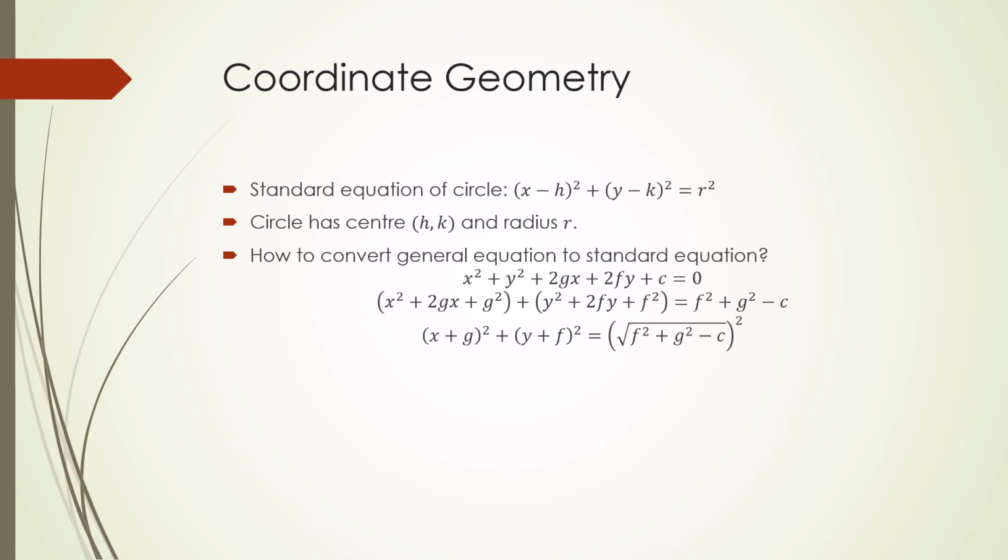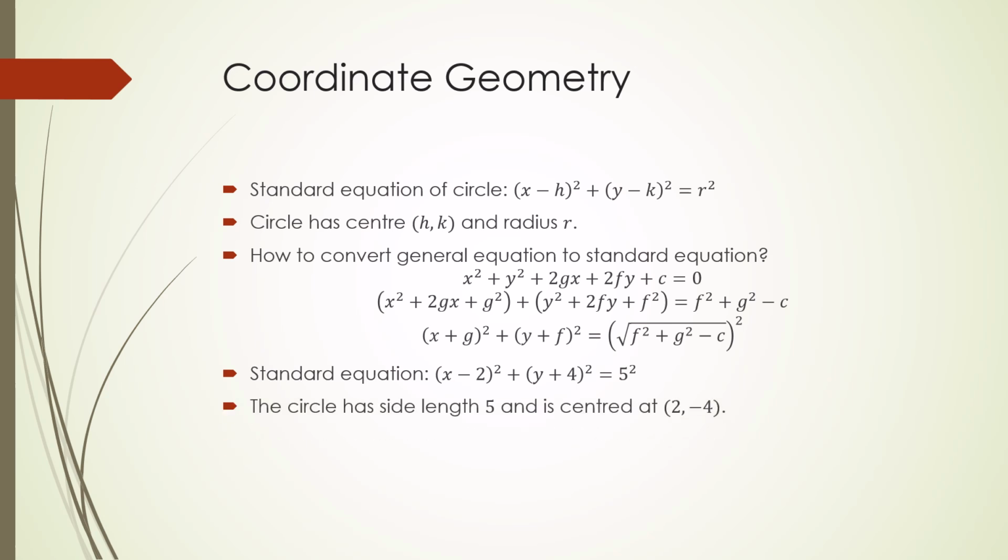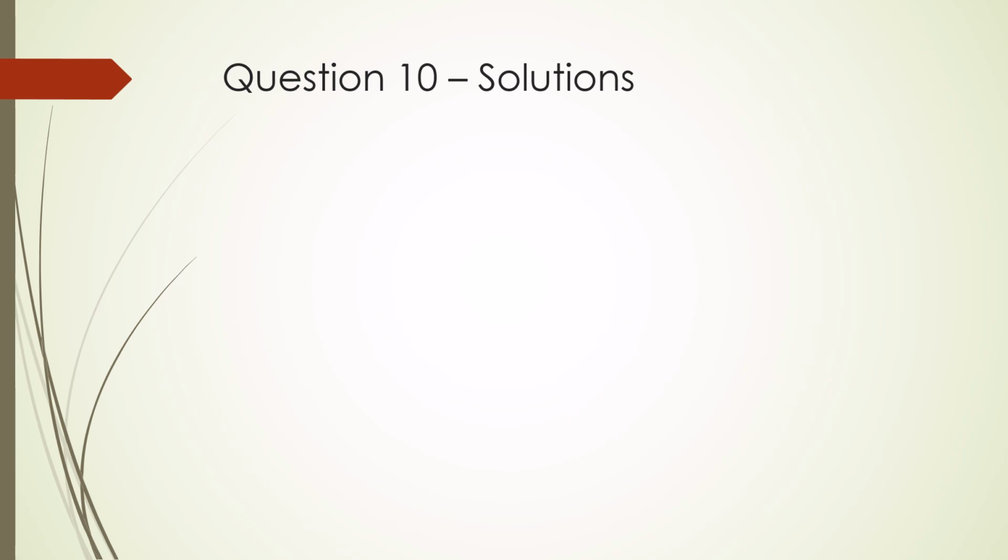And so, applying this method on the equation of the circle in the question, the standard equation of the circle is given as such, and therefore this circle with radius of 5 units is centered at the point x equals 2, y equals -4. Now we want to find out the equation of the line tangent to a certain point on the circle. Recall that the equation of a line is given by y equals mx plus c, whereby m is the gradient of the line and c is the y-intercept.